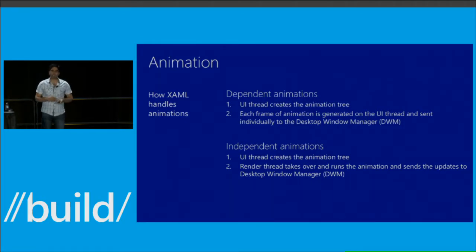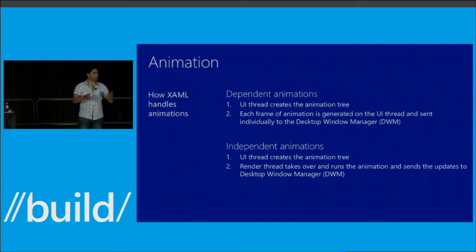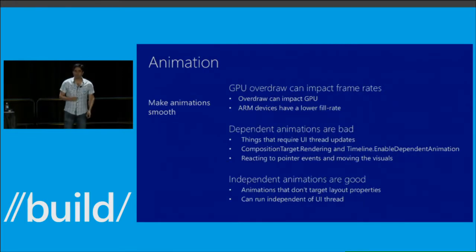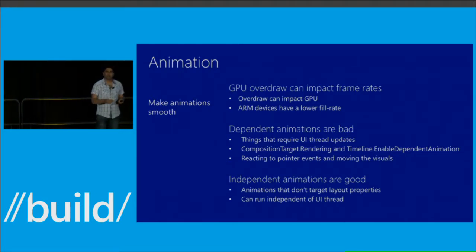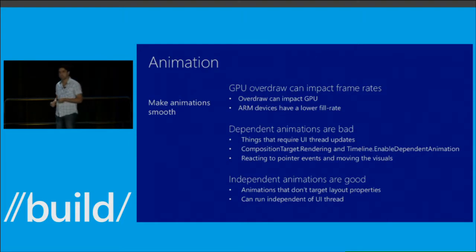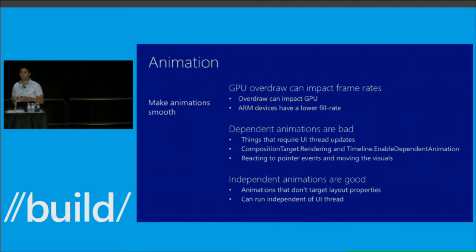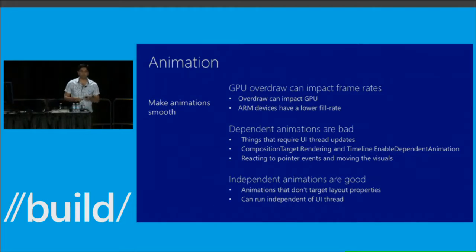Independent animations are the animations which are completely independent of the UI thread and run on your render thread, where the render thread is actually applying the transforms to your visual objects and moving those visual objects. Right? So it's very clear that if you have a dependent animation, it's going to slow down your animation frame rate. Why? Because the UI thread is responsible for way more than just running your animation engine. So ensure that all the animations you create are independent and not dependent.